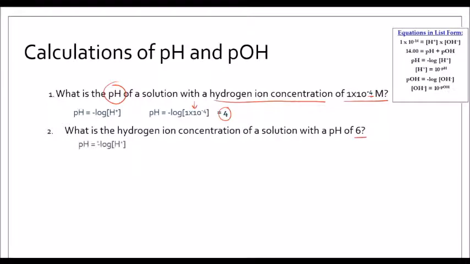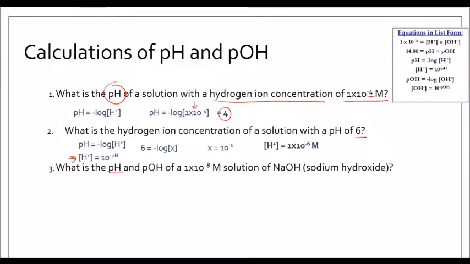What is the hydrogen ion concentration with a solution of a pH of 6? This is where we're going to undo this equation and do the 10 to the x form, this version. So now we do 10 to the minus 6. Okay, 10 to the minus 6, and then we get our hydrogen concentration is 1 times 10 to the minus 6 molar.